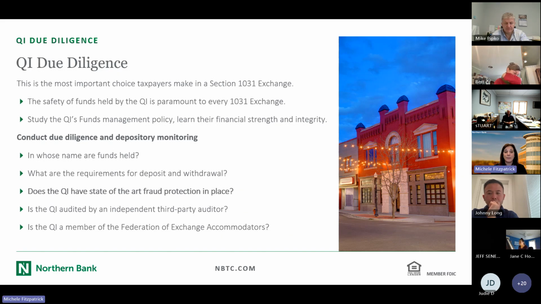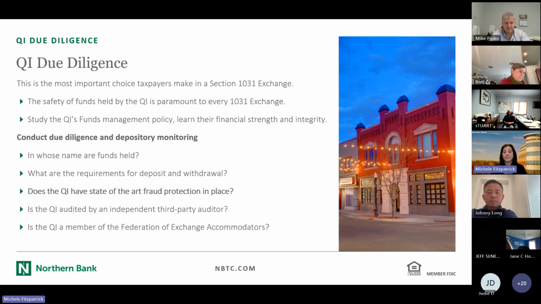Wire fraud, I'm sure if anybody's an attorney or a realtor or works for a title company, is rampant. So what is the fraud protection that they have in place? Are they audited by a third party like we are every year? That's something that you want to discuss and make sure of.